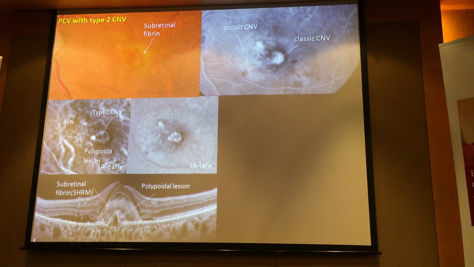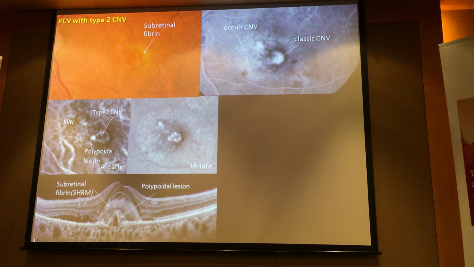And this slide shows the PCV with type 2 CNV. You can see the subretinal fibrin in the fundus photograph, and also in the fluorescein angiography, we could see a classic CNV-like leakage in the center of the fovea. And also in the ICG angiography, we can see a polypoidal region and type 2 CNV both in the same fundus.